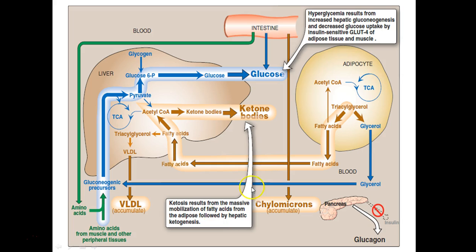So obviously when insulin is not being produced, glucagon is being produced, so you can see a cascade of reactions. So triacylglycerol is being made into fatty acid, and then you will have formation of ketone bodies. So VLDL will accumulate, chylomicrons will accumulate. So amino acids from muscle and other peripheral tissues will be en route to the gluconeogenic pathway, they will be moved to pyruvate, and then you will see that blood glucose level is made high.